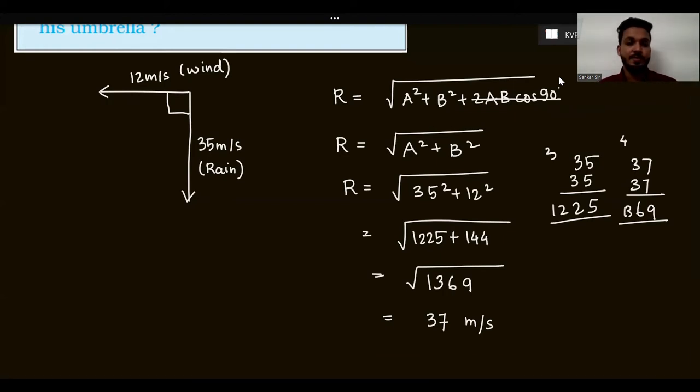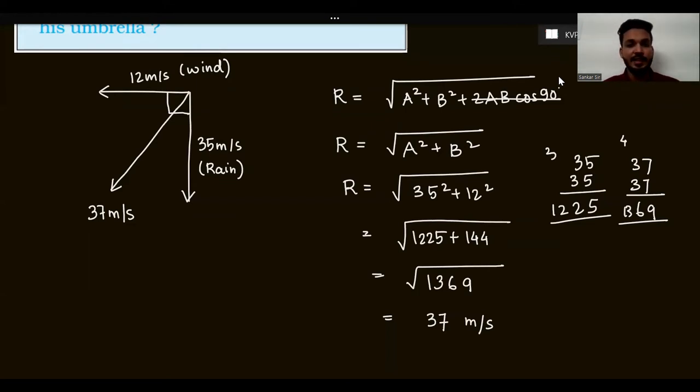So the resultant of 35 meter per second and 12 meter per second is going to be 37 meter per second. Now I need to find out the direction. At what angle from the vertical or the horizontal, whichever one you are comfortable with, is this 37 meter per second flowing? We have to give a direction also, right? We cannot just give the magnitude and be over with it.